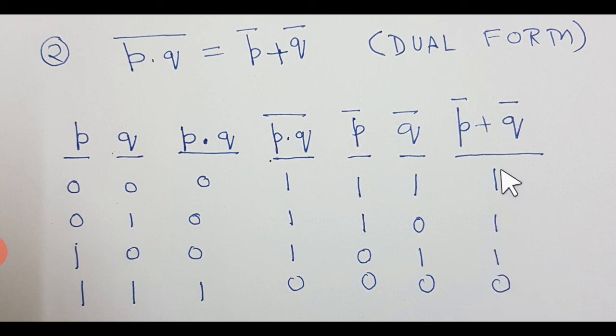So you can see now the values of this and this column, 1 1 1 0 and 1 1 1 0. So we can say that these both sets of truth values are same. So P dot Q complement is equal to P complement plus Q complement. I hope everybody has understood it well.